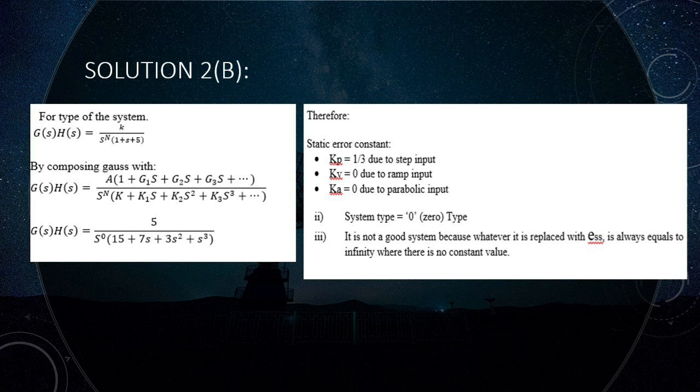In Roman 3, we have to justify whether it is a good system or not. As we can see from the static error constants, it is not a good system because whatever it is replaced with, the steady state error will always equal infinity, where there will be no constant value. So that shows it is not a very good system.